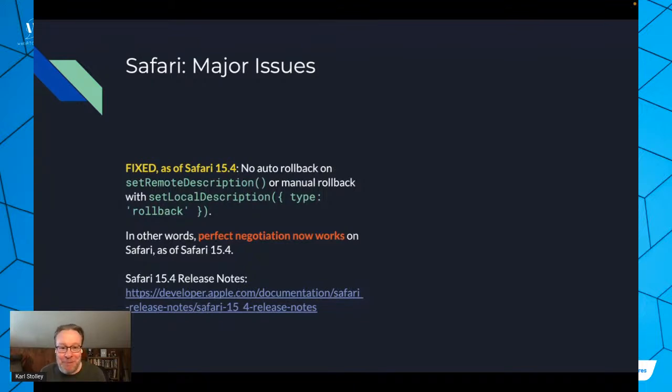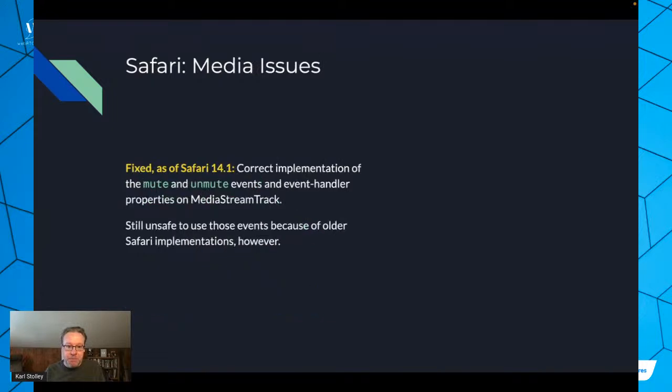That's right. So there we go. So pardon the error on that last slide. I knew 14.5 wasn't right. 15.4 is what we're talking about. This has also been fixed where we've got no auto rollback or manual rollback. That's been fixed as well. And that means that perfect negotiation now works on Safari as of Safari 15.4. And there's the release notes that you can go to as well.